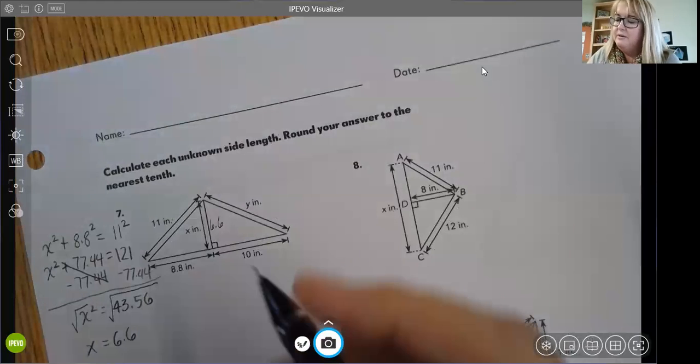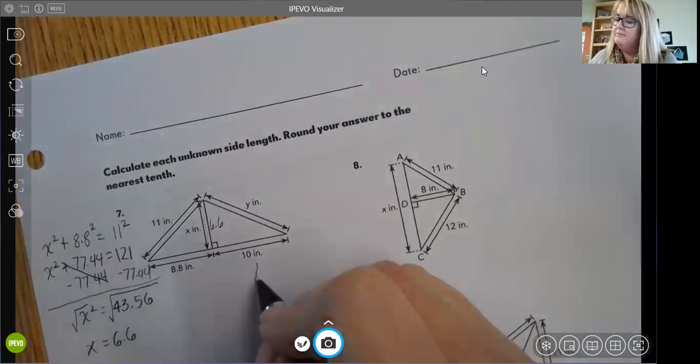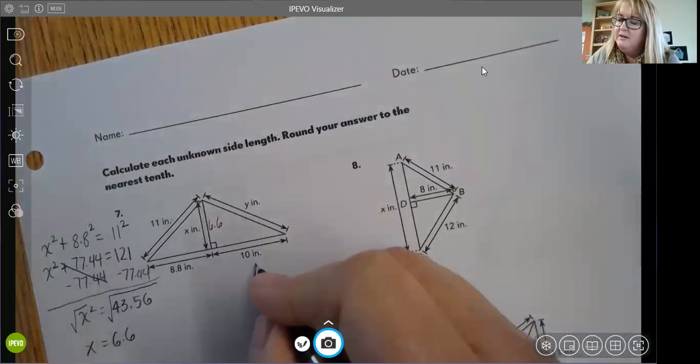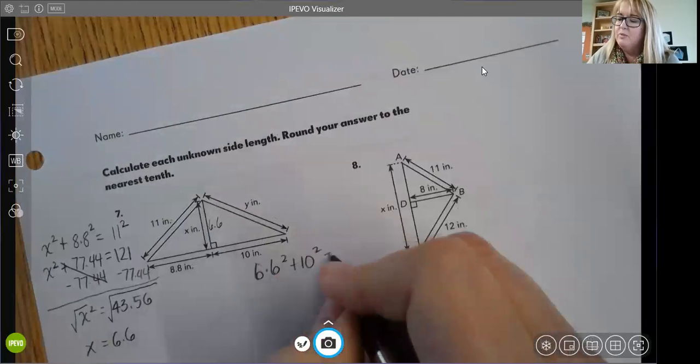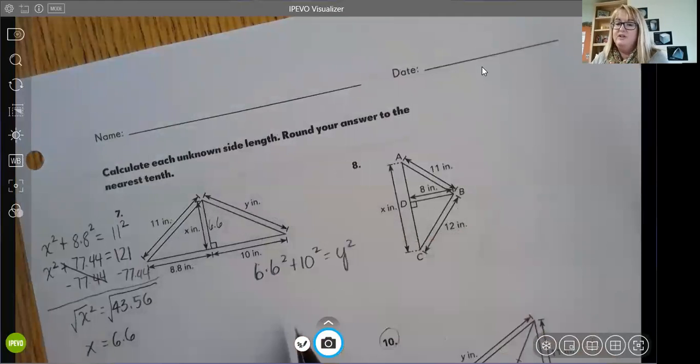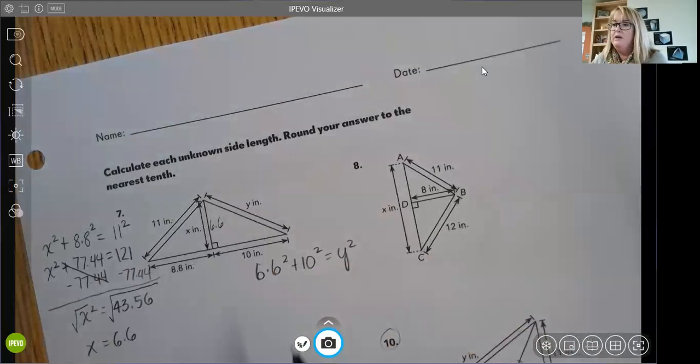So we are going to do 6.6 squared plus 10 squared equals y squared. I want you to figure this one out the rest of the way on your own.